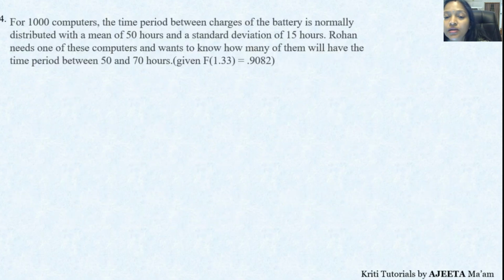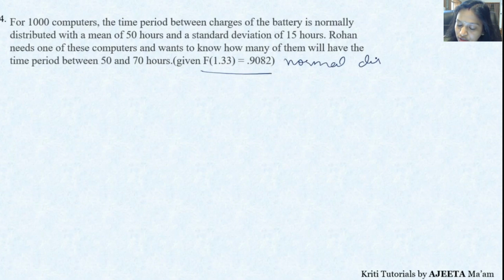Now the fourth one. For 1000 computers, the time period between charges of the battery is normally distributed with a mean of 50 hours and standard deviation 15 hours. Rohan needs one of these computers and wants to know how many of them will have a time period between 50 to 70 hours. And the value is given to you. Value से भी आप देख सकते हैं, it is a question of normal distribution. और normal distribution में हम areas निकालते हैं between two values. So here we can go for it.